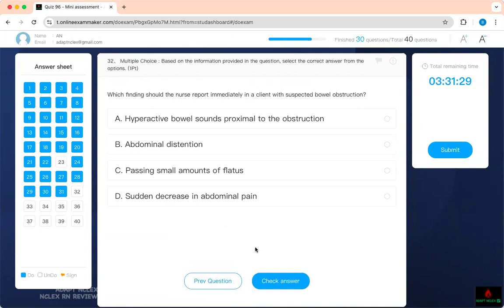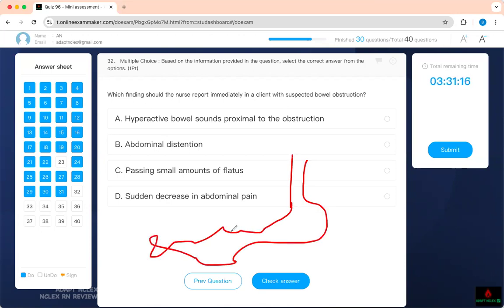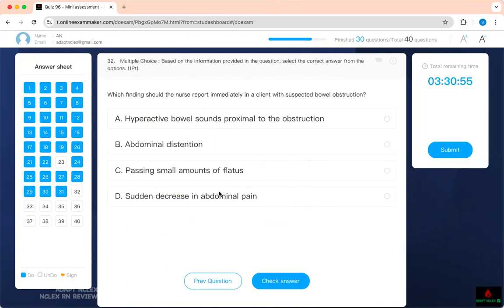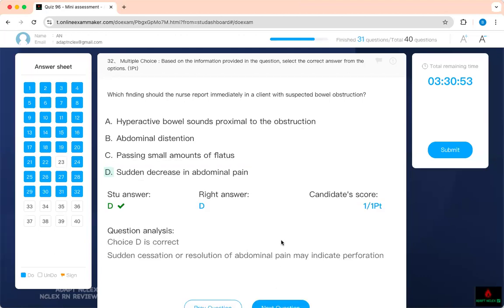Which finding should the nurse report immediately in a client with suspected bowel obstruction? If you have bowel obstruction, what is the problem? There's an expected finding. If this is the colon, this is the stomach, this is the bowel. If there's obstruction here, the area above the obstruction will have hyperactive bowel sounds. You have abdominal distension. You may pass a little bit of gas, but if you have a sudden decrease in your abdominal pain, it's considered a priority. The nurse should see you.